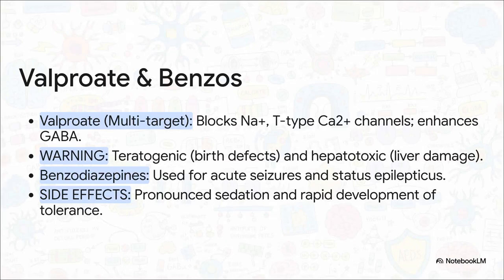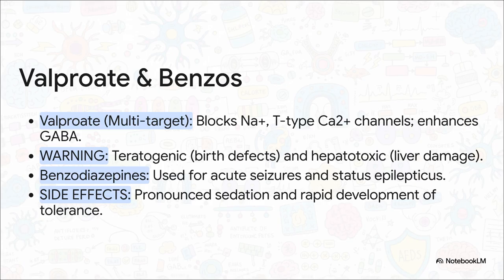First up is valproate. This drug is a beast. It's so broad spectrum because it hits 3 of the targets we've talked about. It blocks sodium channels, it blocks T-type calcium channels, which is why it's great for absence seizures, and it boosts GABA levels. But that power comes with some really serious warnings. It's teratogenic, which means it can cause birth defects, so it's a huge no-go for women of childbearing age. It can also damage the liver and even cause hair loss.